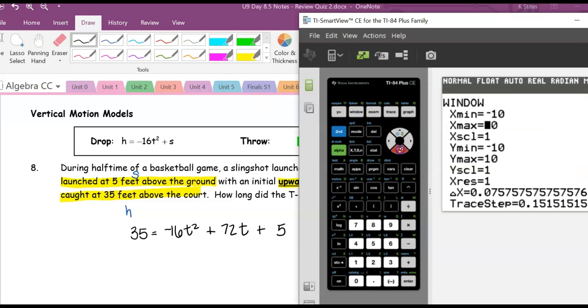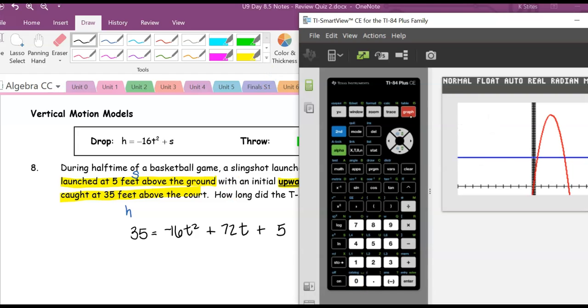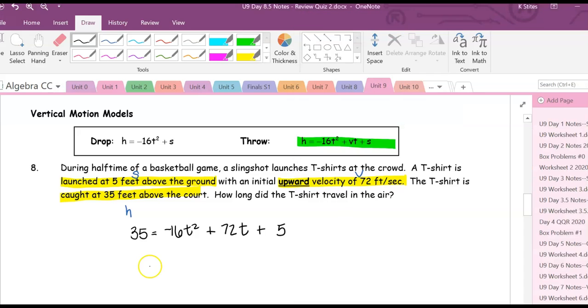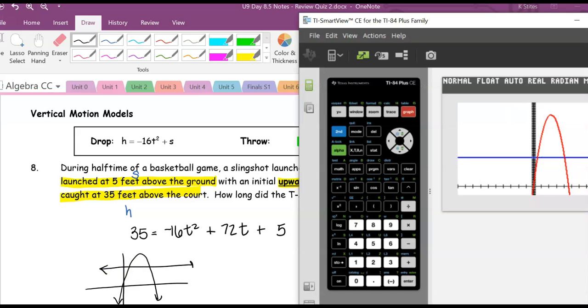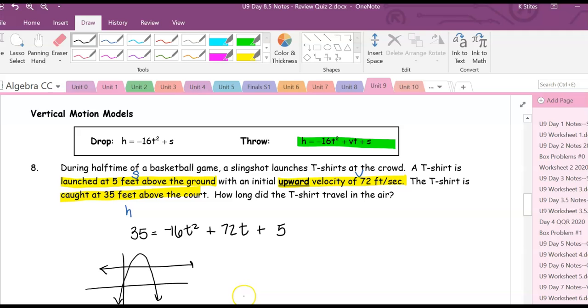Okay, so my y max needs to be bigger than 35, so I'm going to go with like 50. Oh, actually, if we're going to go with the rule, bigger than the biggest number in the problem is 72. So I guess I'll go with 100. Okay, so there is your graph, and then we can go ahead and graph it. Okay, and we have 2 intersection points.